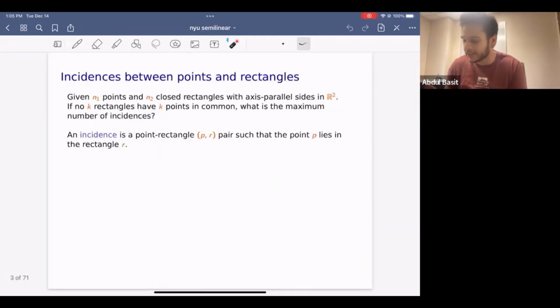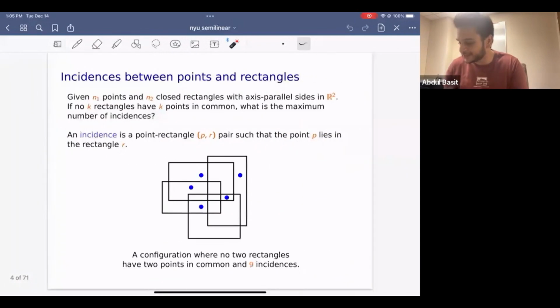An incidence is a point-rectangle pair where the point lies inside the rectangle. So that's a question we want to try to answer. Here's a very simple example. I have some rectangles, I have some points, and if you start counting, well, I did that for you already. This point is in one rectangle, so it contributes one incidence, that contributes one incidence. This one contributes 3. If you add everything up, I should get 9 incidences, right?